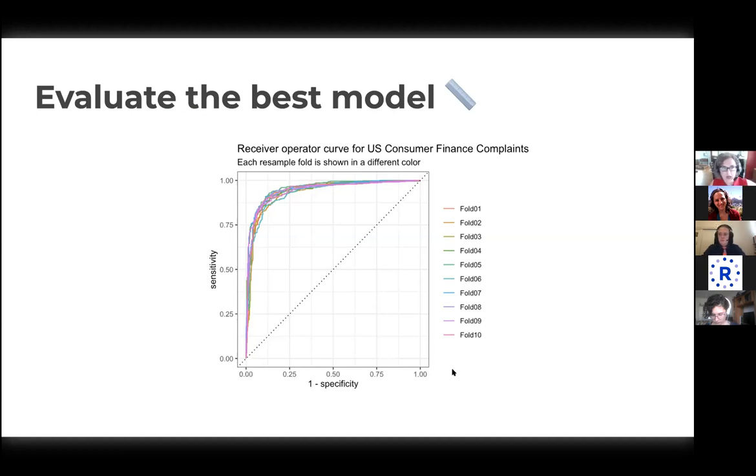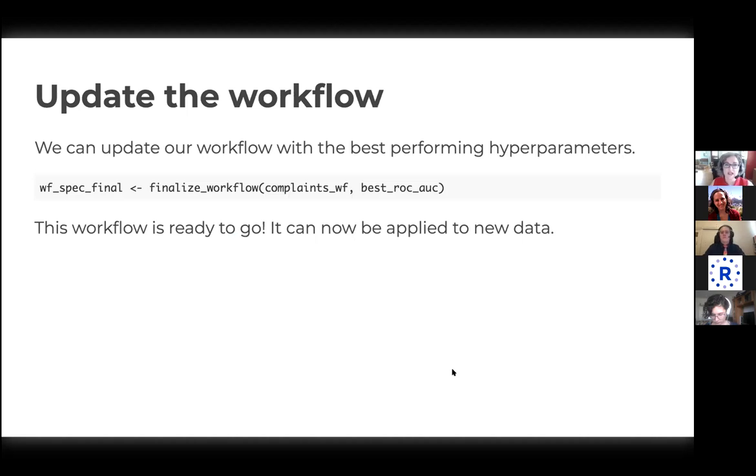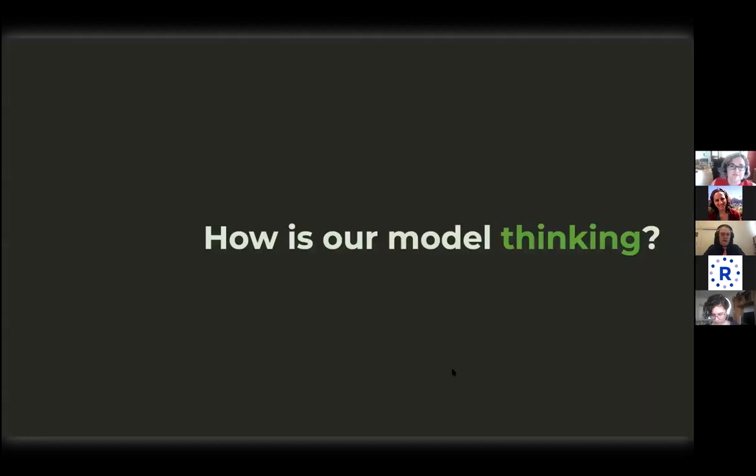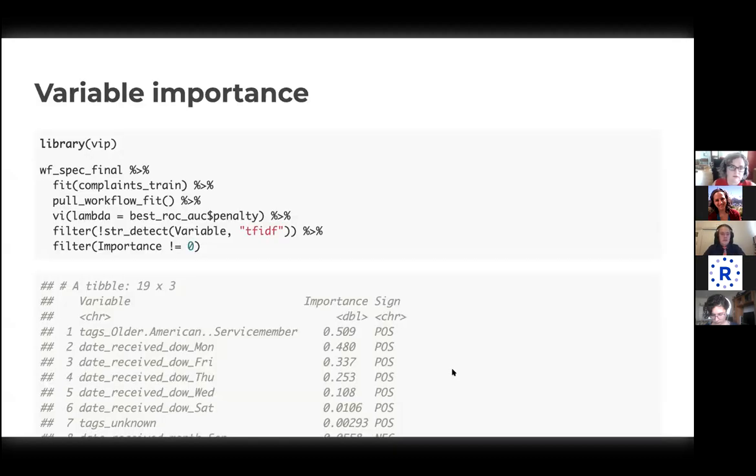When we're getting to the end, we trained, we explored, we tuned, and then we can update the workflow with this best ROC AUC, and then the model is ready to go, and we can save this and use it with new data. Yes. So lastly, in the last couple of minutes, we'll be talking about how the model is actually deciding what to do.